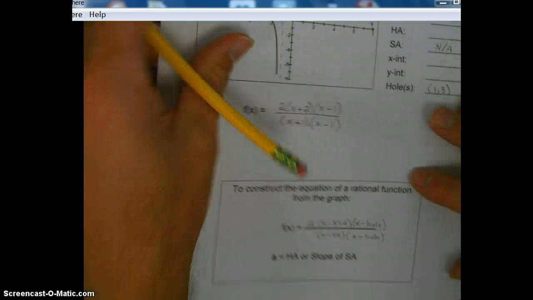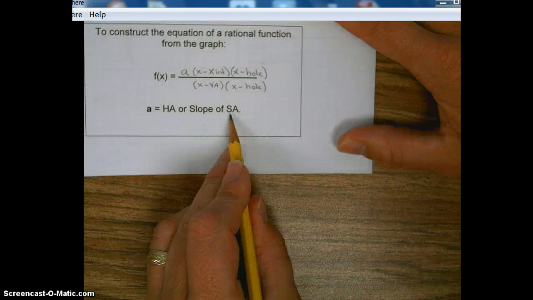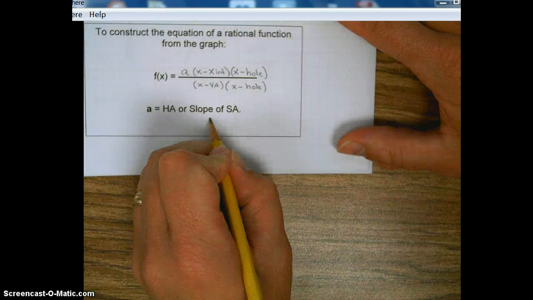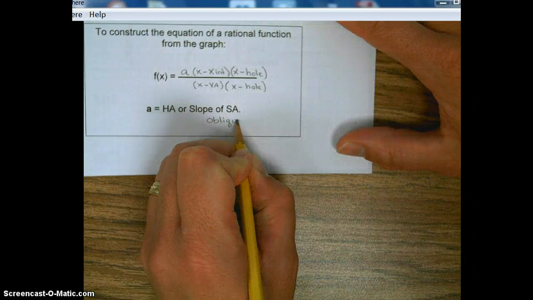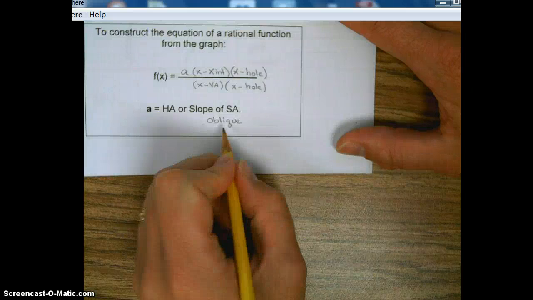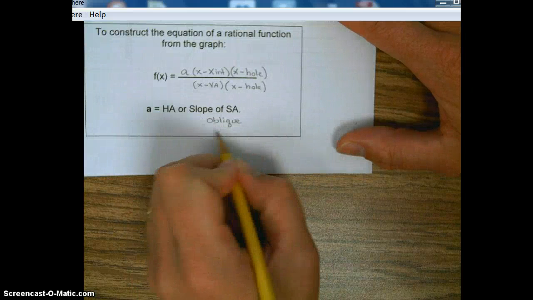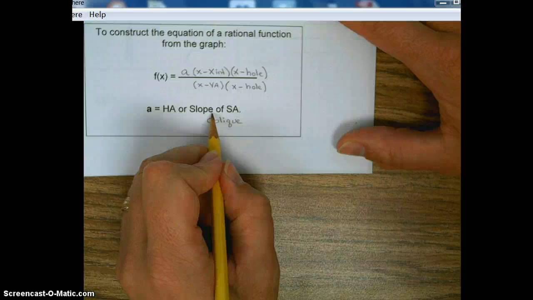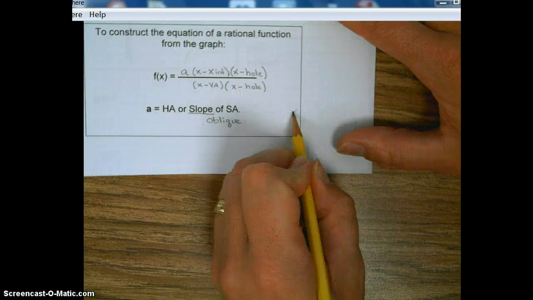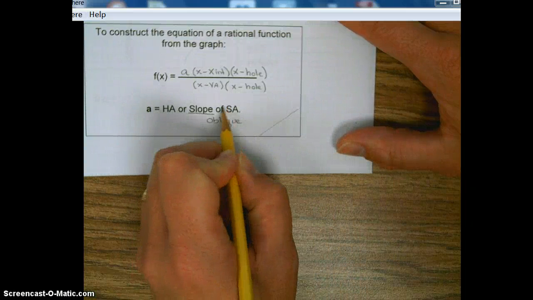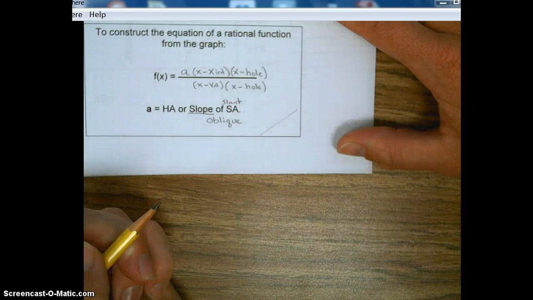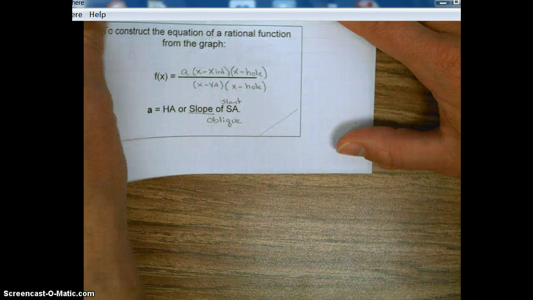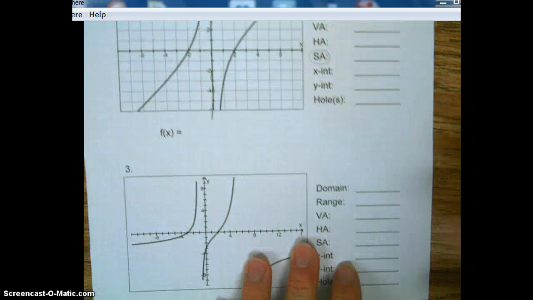Let's go back to the front page real quick here. The slope of the slant asymptote. I like to call it the oblique. And I know the author of our textbook, which is about to change, uses the word oblique asymptote. Since it has a slope, it's going to be a slanted line, and I think that's why this author may use slant asymptote. All right, so back to this problem here.